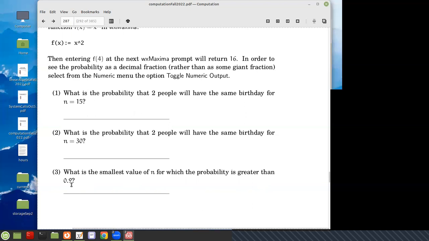That would be like a 9/10. If you do statistics, that would be 90% of the time. If you had a group of n people, you want to know how many people you need before 90% of the time there'll be 2 people that have the same birthday.